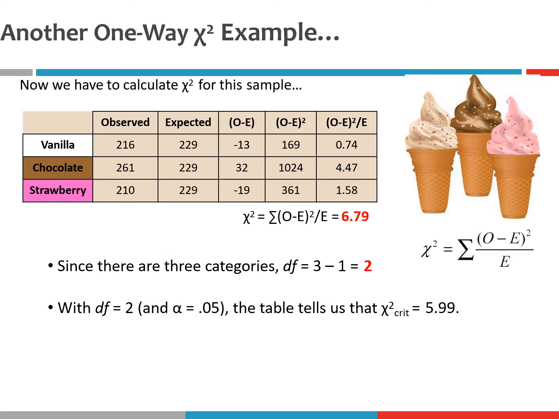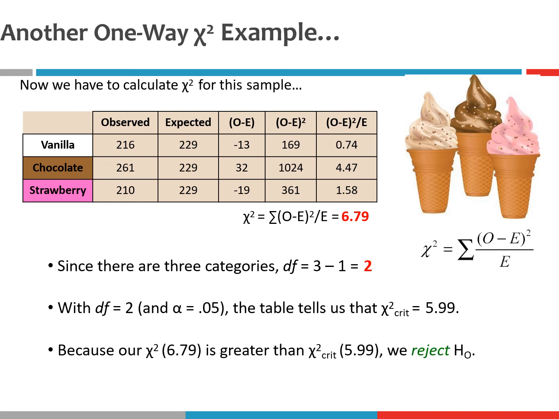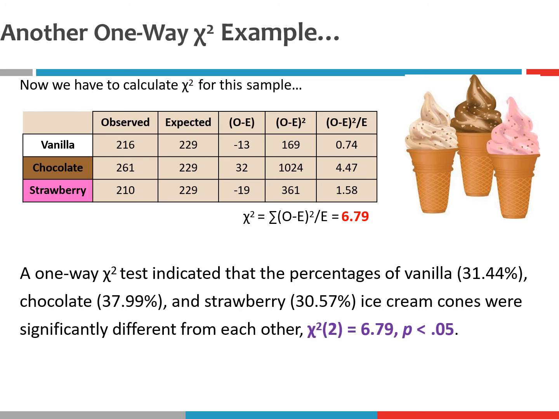Okay, so with a degrees of freedom of 2 and an alpha level of 0.05, the critical value table is going to tell us that the critical value is 5.99. Okay, and because our chi-square value is greater than our critical value of 5.99, we can reject the null hypothesis.